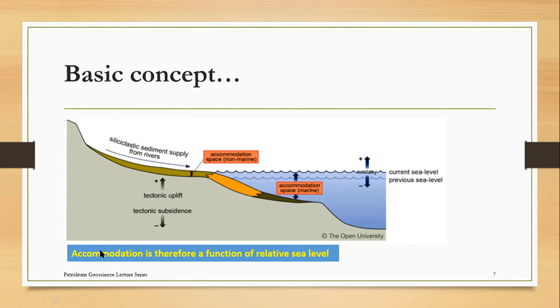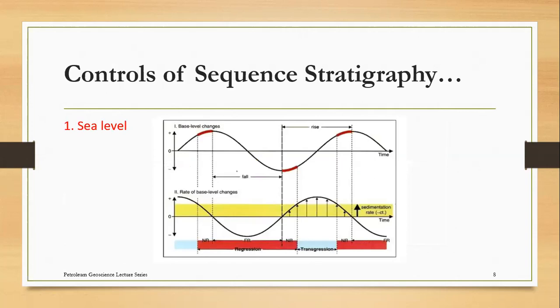So in other words, accommodation is therefore a function of relative sea level. And this relative sea level is a function of a number of other things. Tectonics, that's the uplift and subsidence, even your sediment supply flowing into the basin, right? All these things are the interplay that will control your accommodation space. So generally, let's look at the general controls of sequence stratigraphy.